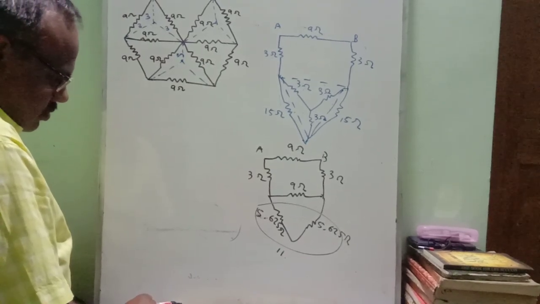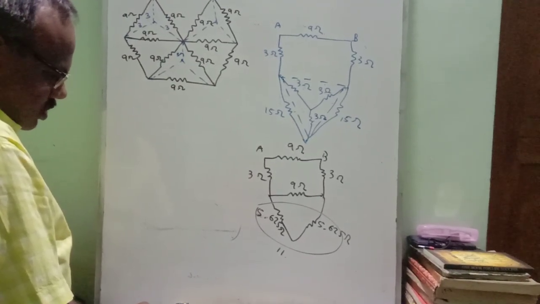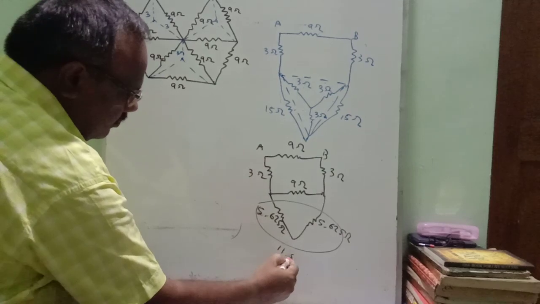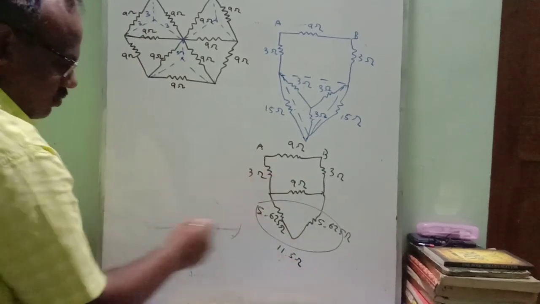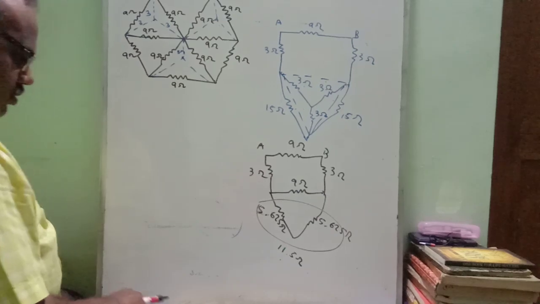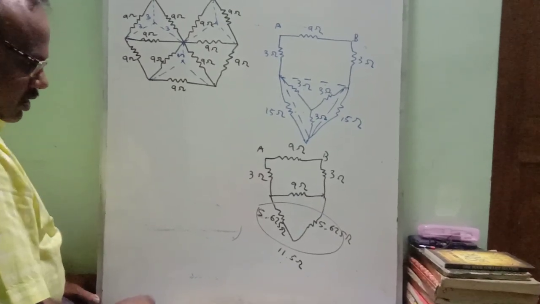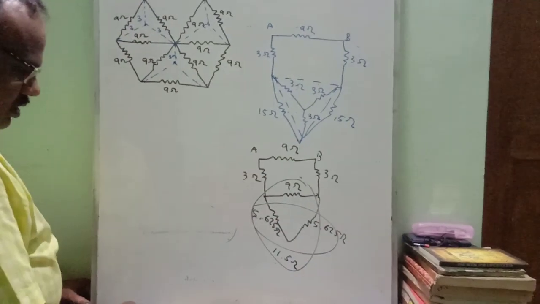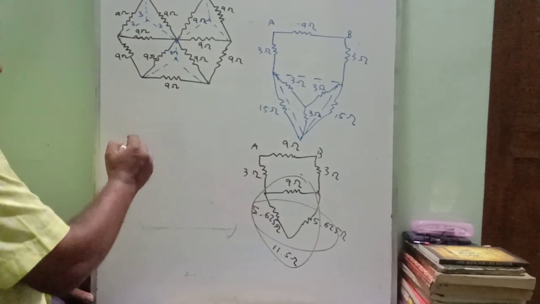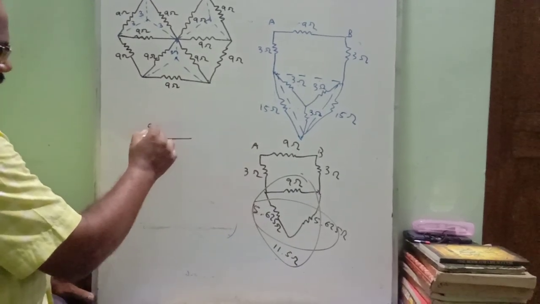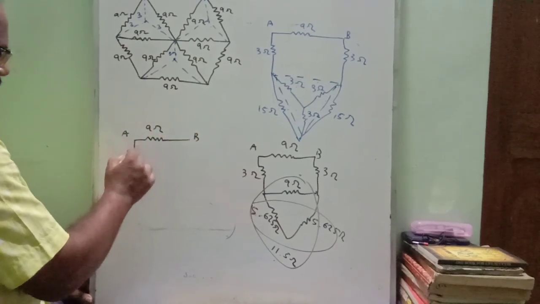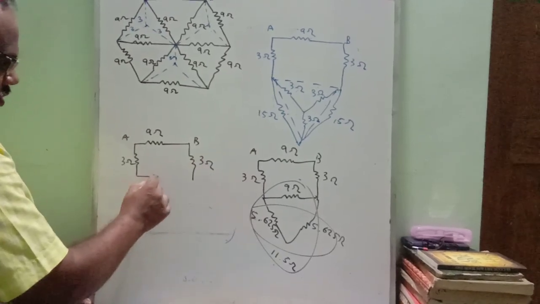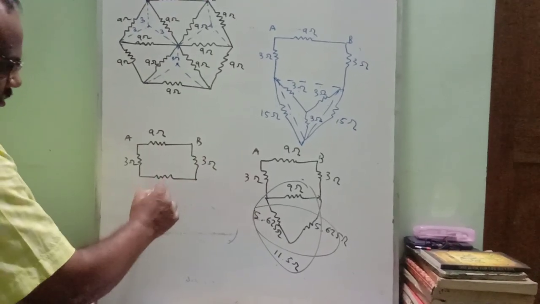If you take the series of these two, this is approximately 5 plus 5, so it is 11.5. And 11.5 and 9 ohm, these two are in parallel. If you calculate, it is coming approximately 5 ohm. So you are getting 9 ohm, this is A, this is B, this is your 3 ohm, this is your 3 ohm, and in between these two, this is your 5 ohm.